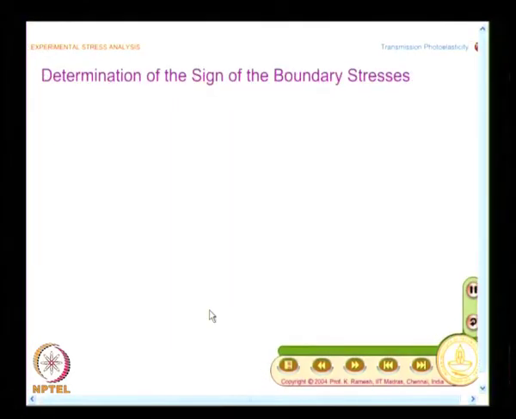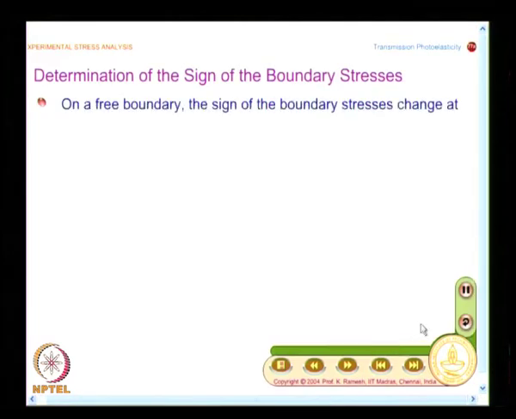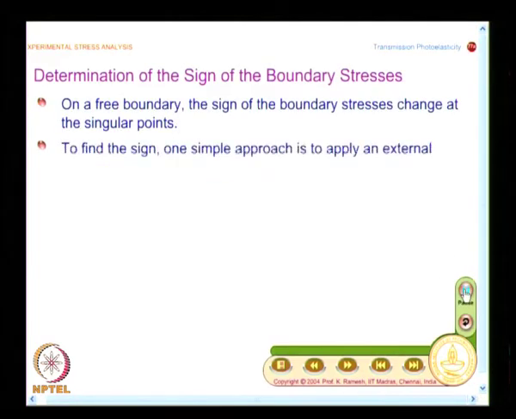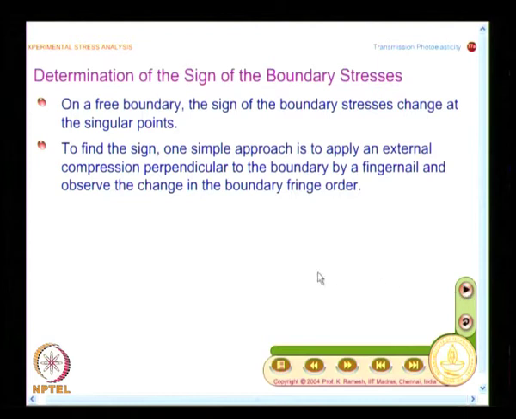In many of the problems, we want to know what is the sign of the boundary stress.